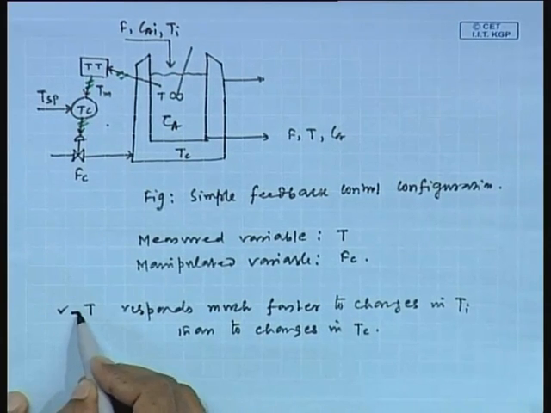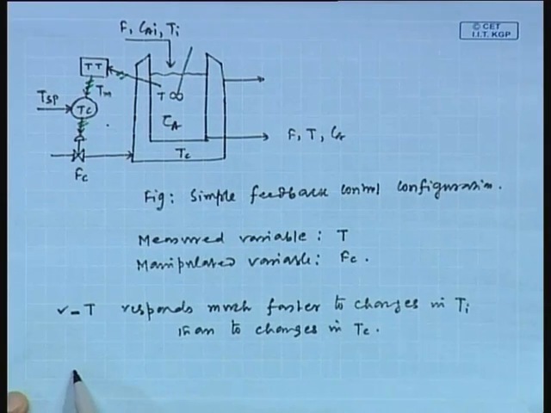So, accordingly, can we say the simple feedback controller is more effective to reduce the effect of disturbance in Ti and less effective to reduce the effect of disturbance in Tci?